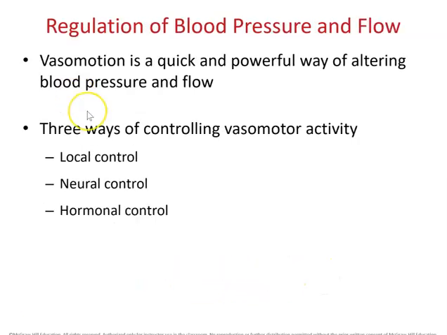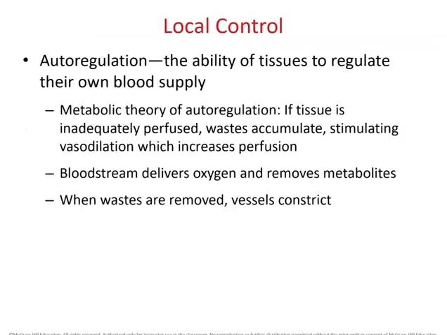There are three ways to regulate blood pressure and blood flow: local control, neural control, and hormonal control. Local control includes autoregulation, which is the ability of tissues to regulate their own blood supply. If tissue is inadequately perfused, wastes accumulate, stimulating vasodilation, which increases perfusion. The bloodstream will deliver oxygen and remove metabolites. When wastes are removed, blood vessels are constricted again.